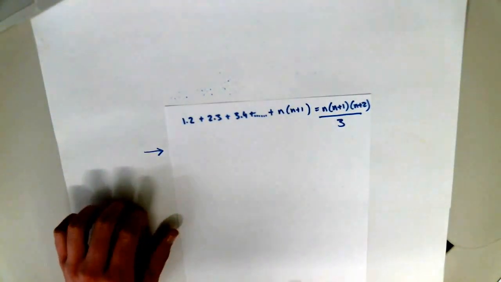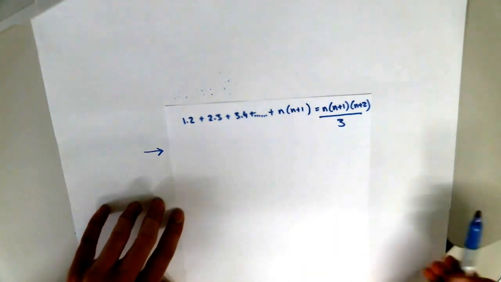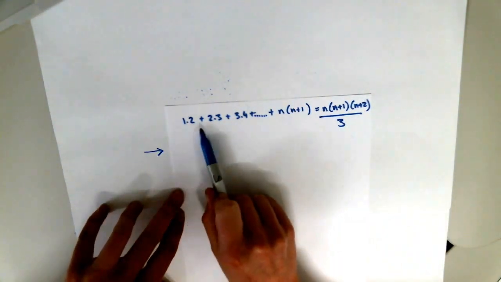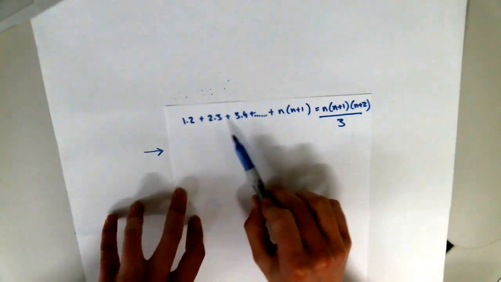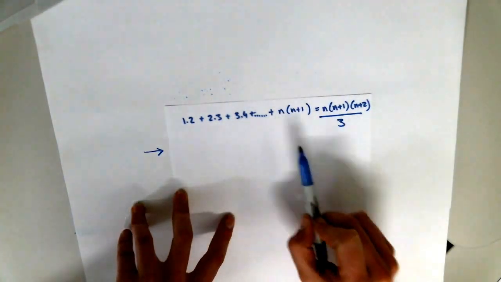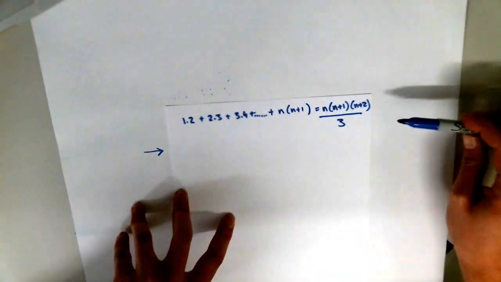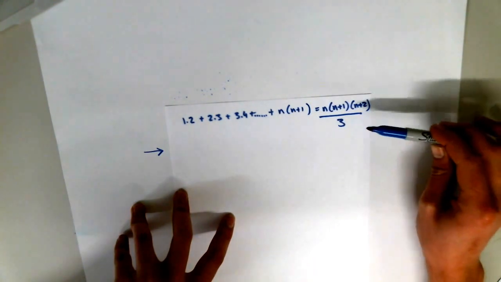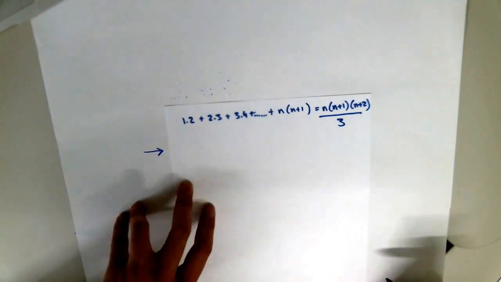All right, for our next inductive proof, it's much more similar to our first example. We've got a summation set of numbers, so 1 times 2 plus 2 times 3 plus 3 times 4 and so on and so on, all the way up to n times (n plus 1). The sum of all of that is equal to n times (n plus 1) times (n plus 2), all divided by 3. We've been asked to prove this by induction.